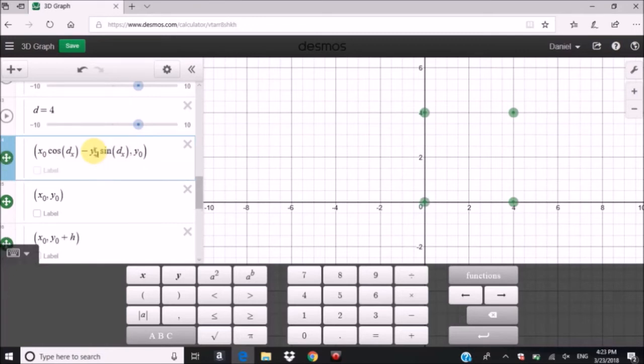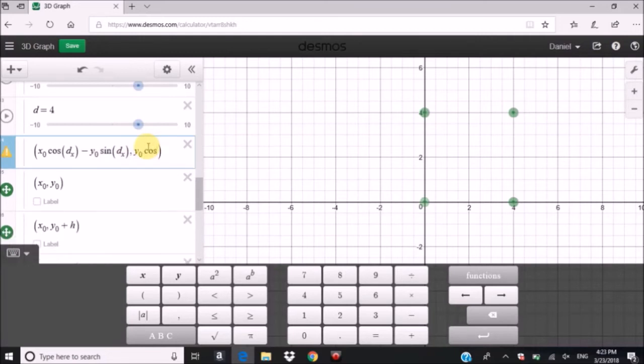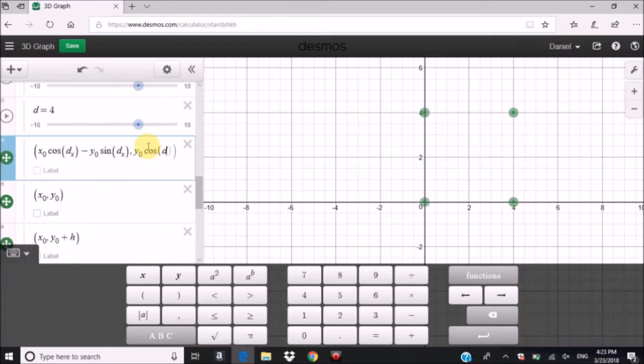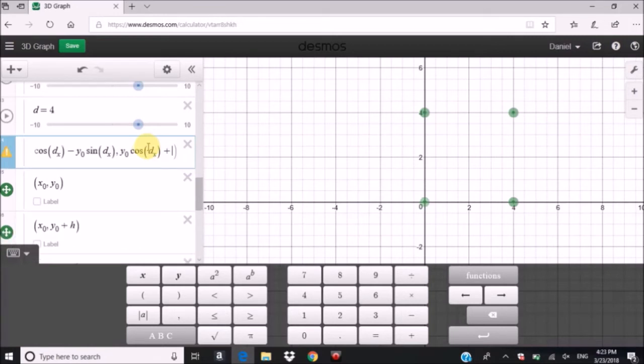It complains because y is not defined. And for y, it's going to be y times the cosine of the angle, plus x times the sine.